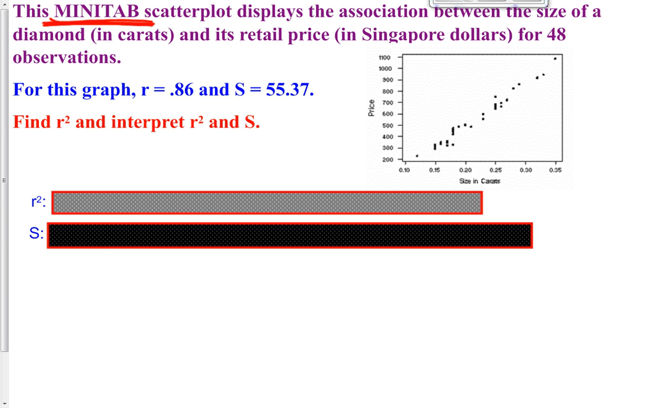So for this graph, r is 0.86 and s is 55.37. So let's understand this here.